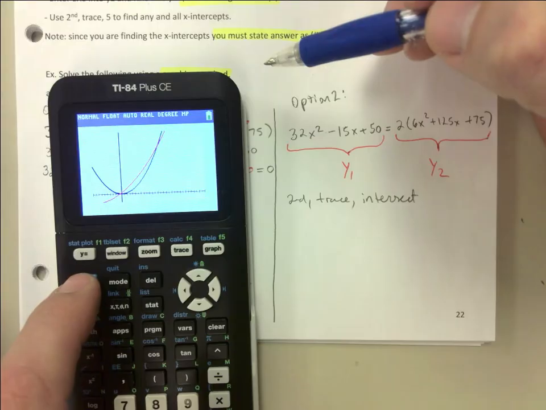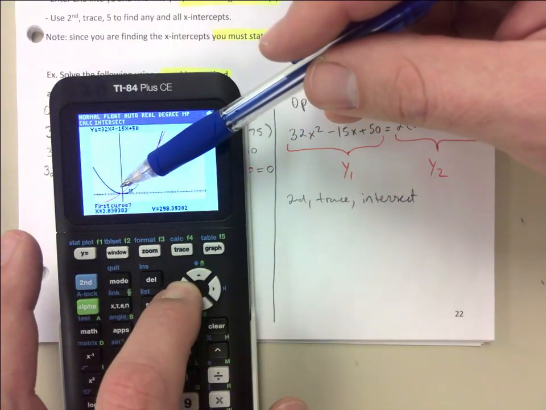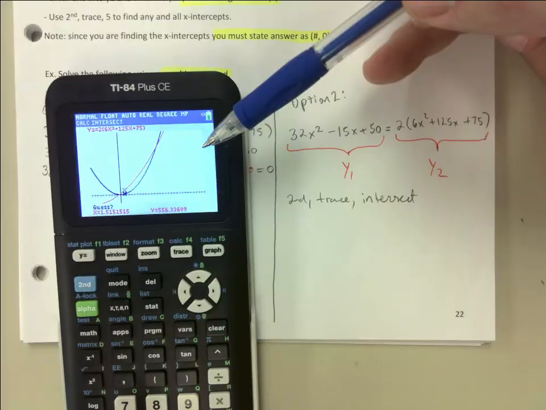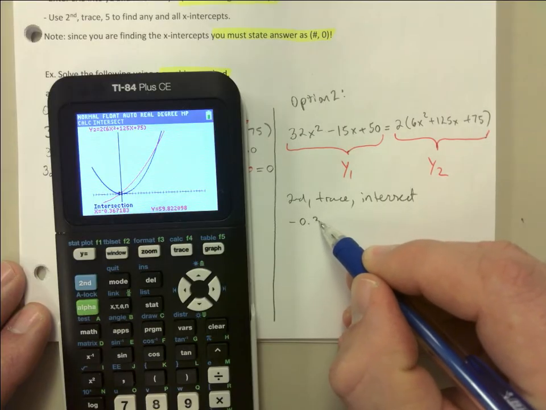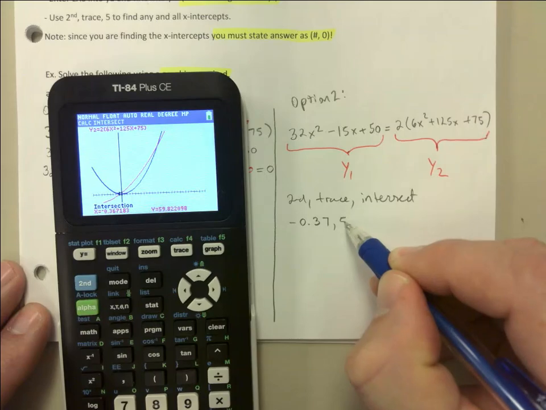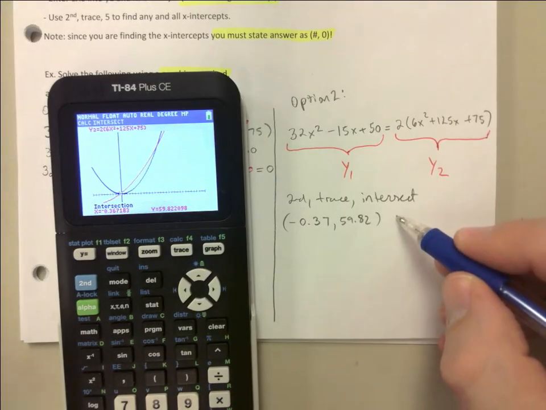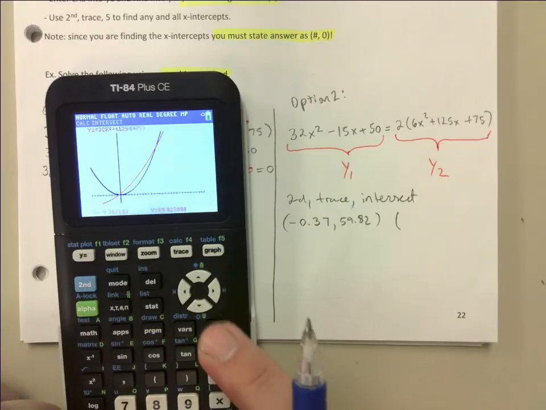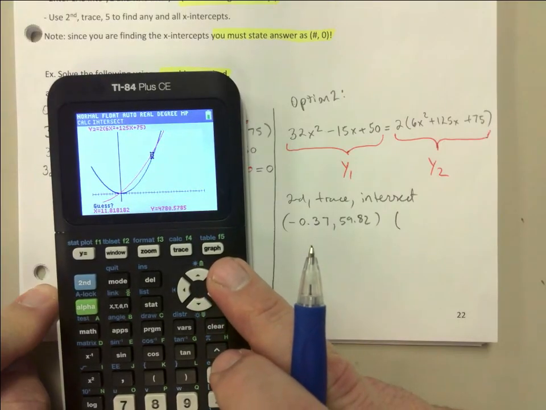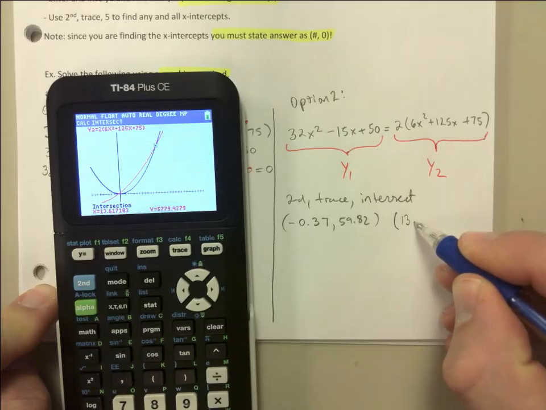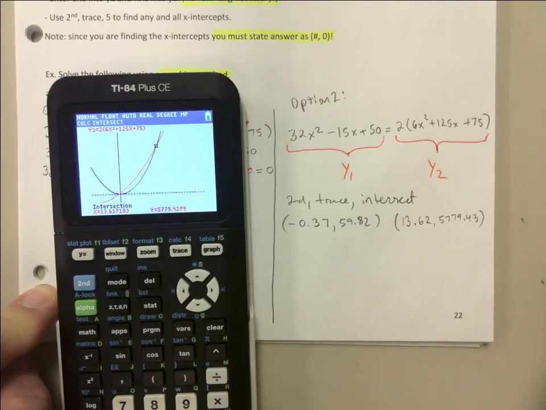So we're going to go second trace 5. Let's go to the first one here, this one. Just hit enter 3 times. And watch what it does. Right, that's the coordinate of the first one. The second one, second trace 5 again. I'm going to go closer to that one. Hit enter 3 times. That's 13.62, 5,779.43.